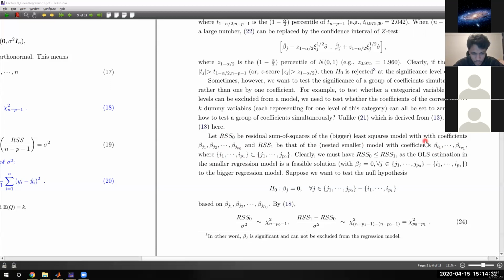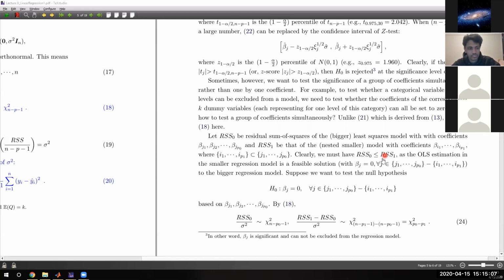For example, suppose your J1 to JP0 is beta 0 to 10, to make life easier. And for example, the small group is beta 0, beta 1, beta 2. Now, first of all, we must have RSS0 less than or equal to RSS1, where RSS0 is the residual sum of squares of the original model, and RSS1 is that of the smaller model. Why?